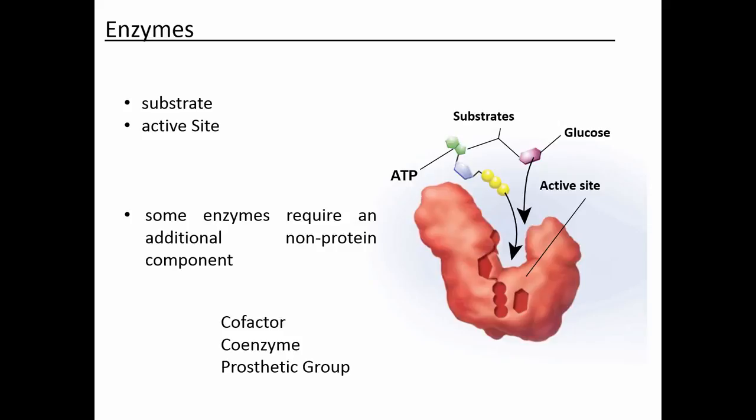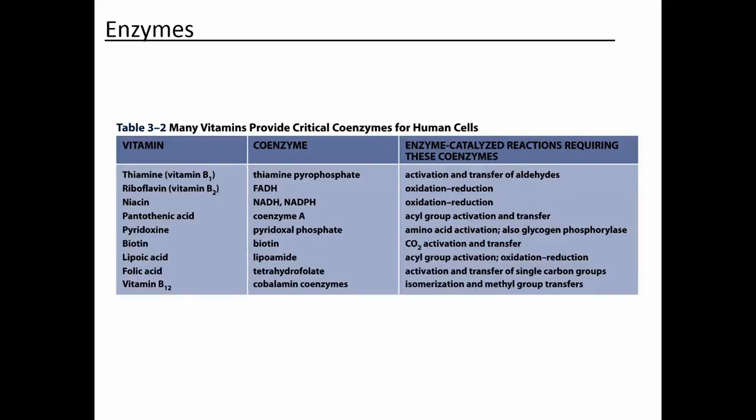Just as a side note, this is information that might be useful, but you don't need to know it for a quiz or exam. One of the reasons that vitamins are important in your diet is that many of them either directly act as coenzymes, or your body uses the vitamin to make an essential coenzyme. And this is just giving you several examples of vitamins that are coenzymes in your cells.